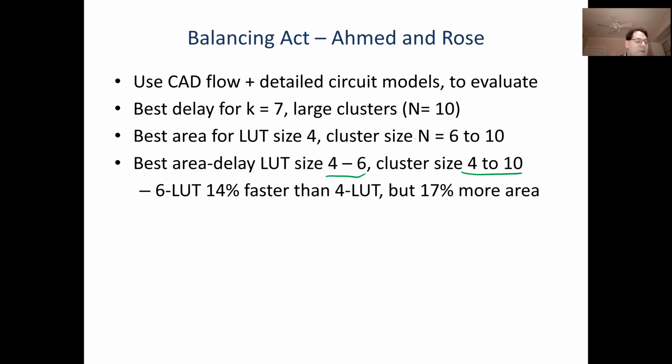And while there's this broad range in terms of best area delay, they're not all the same. So a 6 LUT is faster. They showed it was 14% faster than a 4 LUT, but it costs 17% more area. So while all these LUT sizes were reasonably close in area delay, the bigger ones were faster, the smaller ones were more area efficient. And if what you cared about was the product of those two things, then it roughly canceled out.